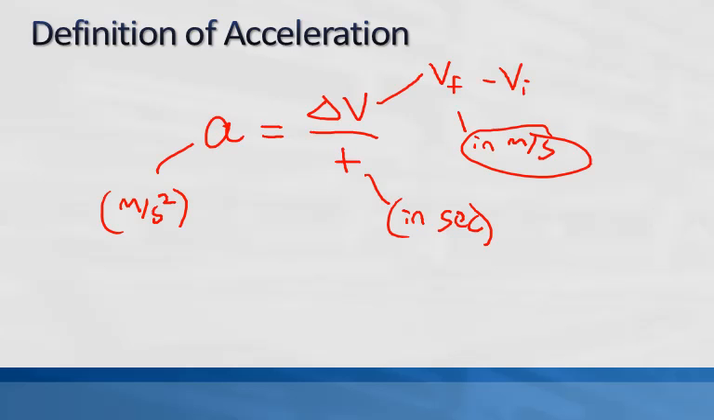Okay, so acceleration is how velocity changes in a period of time, meters per second squared. It's also a vector, and we look at how velocity changes in a period of time.